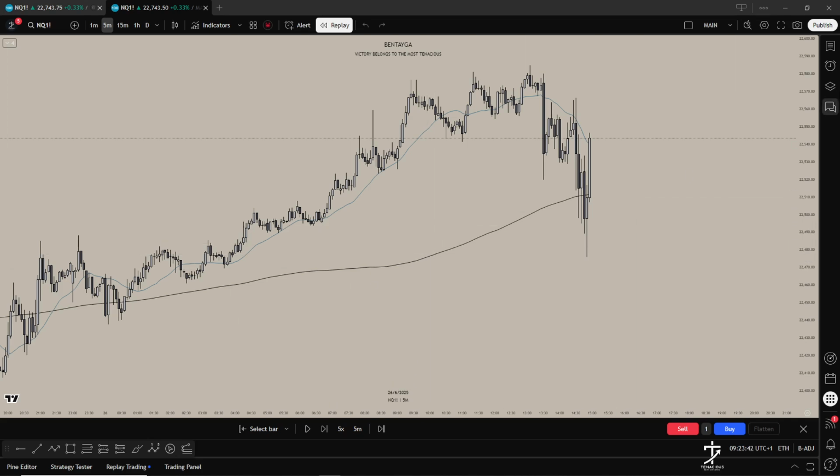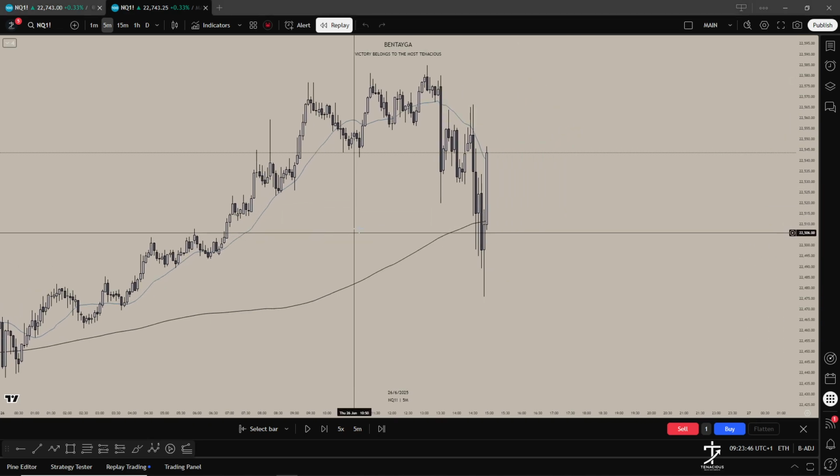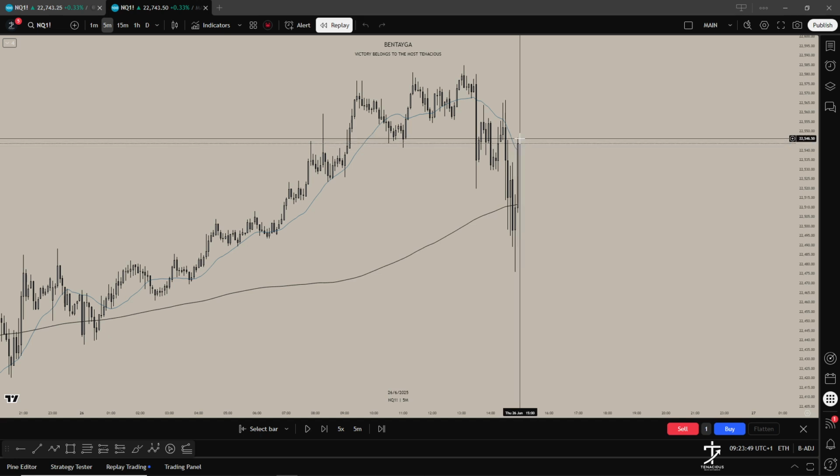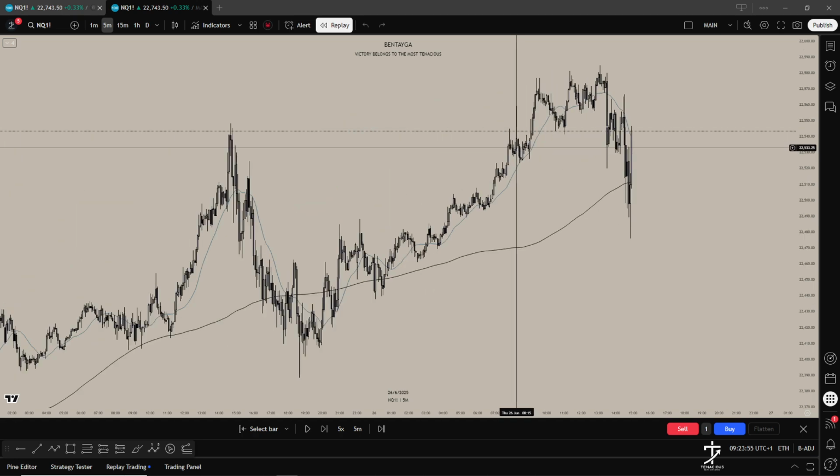Good morning, my people. Just gonna do a market review for yesterday. So this is 3 o'clock, UK time. Obviously that'll be 10 a.m., sorry, New York time. So let's just see what's happened on the chart.